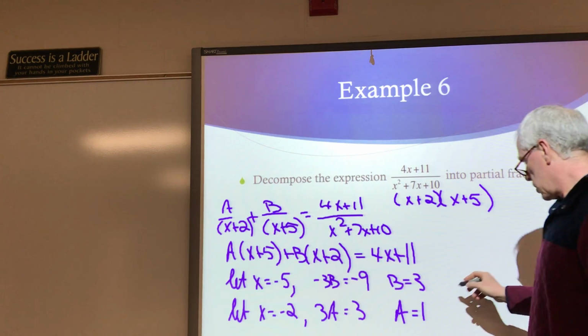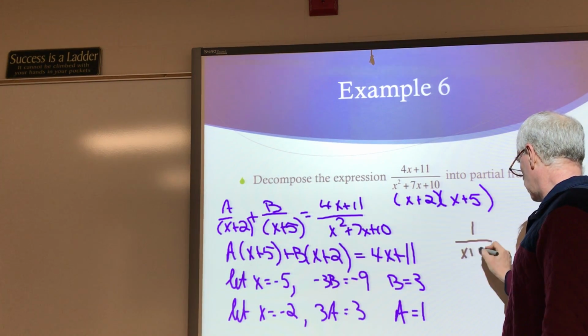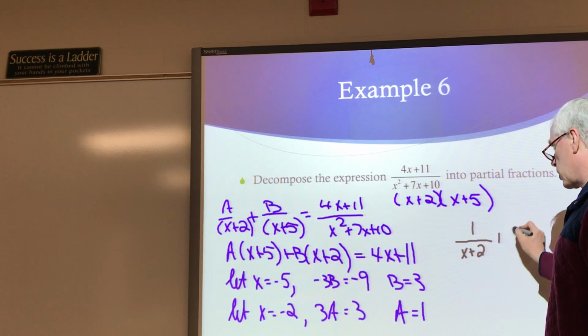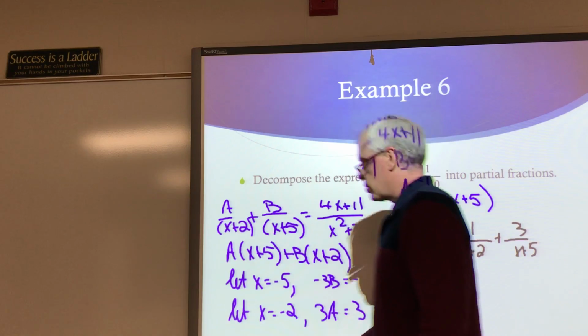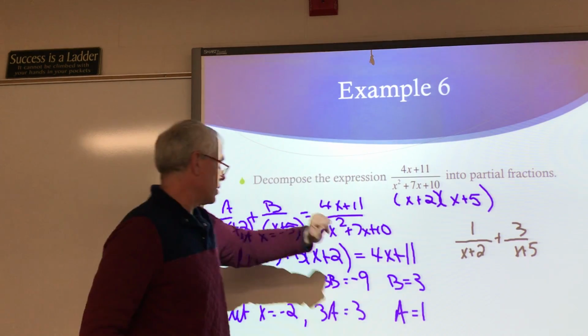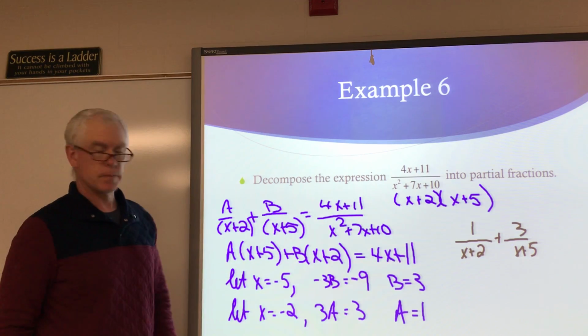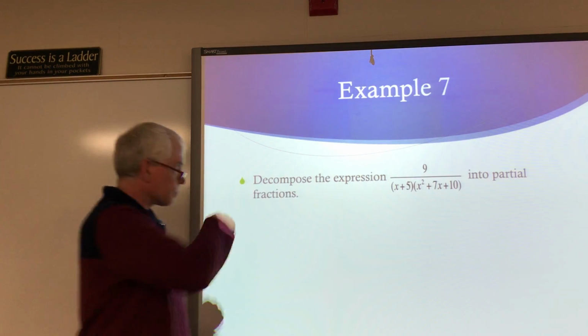Yeah, no, we're good. So a is going to be 1, so we're going to go 1 over x plus 2, and b is 3, so plus 3 over x plus 5. And that's what your solution is going to look like. That's decomposed. The sum of those two fractions is equivalent to that original one. Okay? That's the process. Let's look at another one.